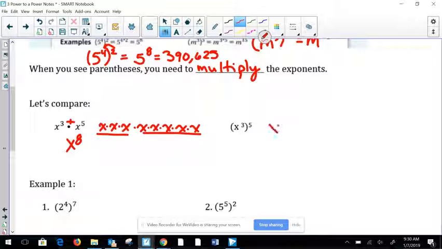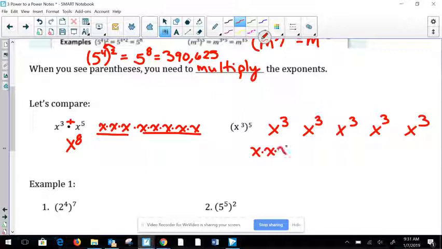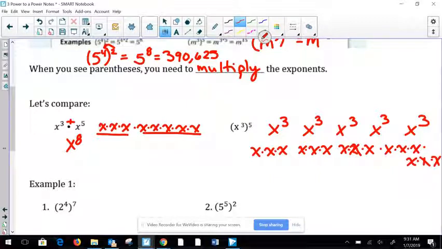Well, x to the 3rd raised to the 5th is different. It's x to the 3rd written 5 times. So x to the 3rd, x to the 3rd, x to the 3rd, x to the 3rd, and x to the 3rd. And we said x to the 3rd is the same as x times x times x. So each one of those is x times x times x. I'm running out of room here. So if we look here, how many x's do I have written down now? I have 15. That's why we have to multiply it.